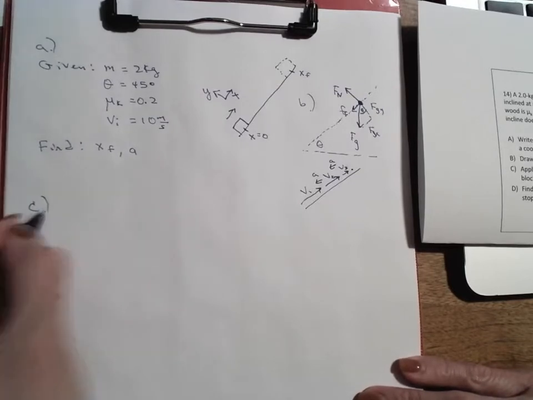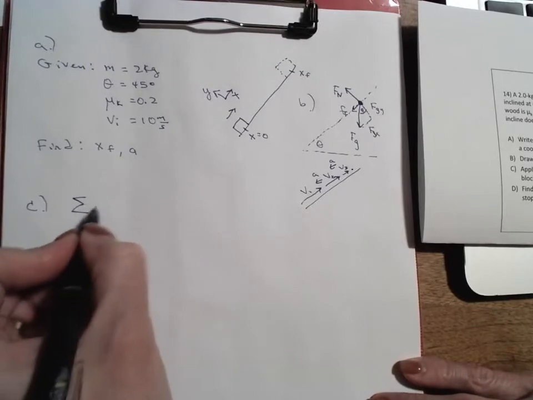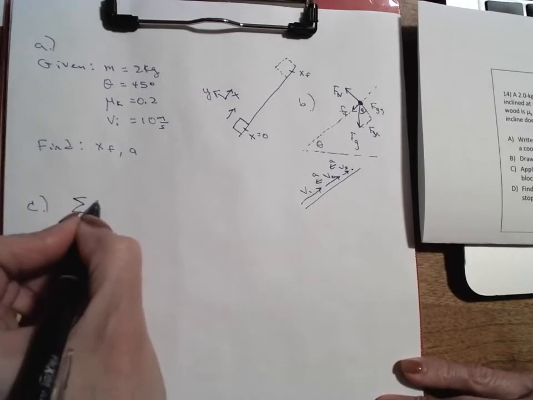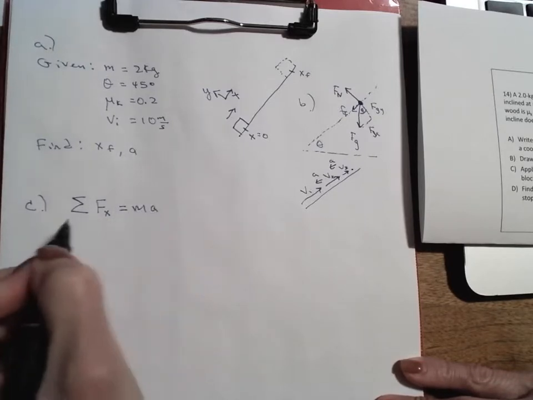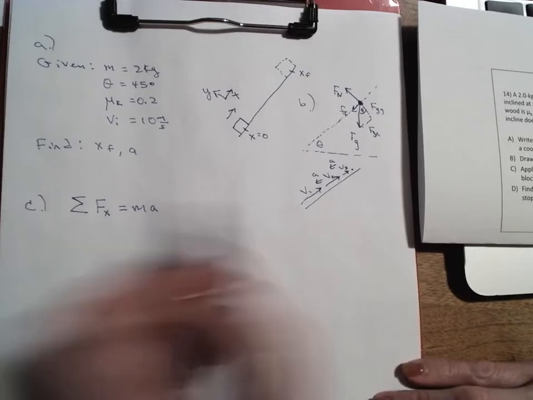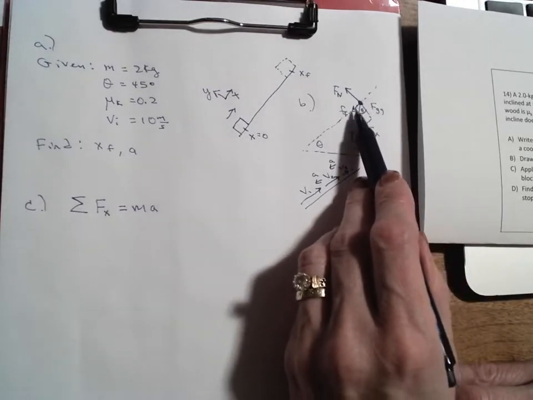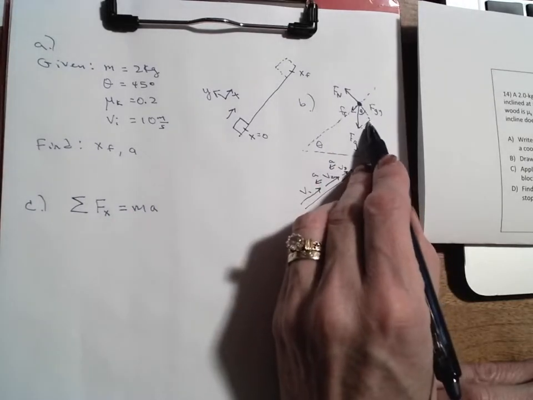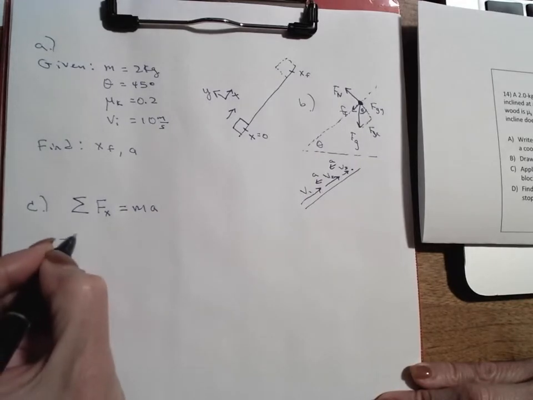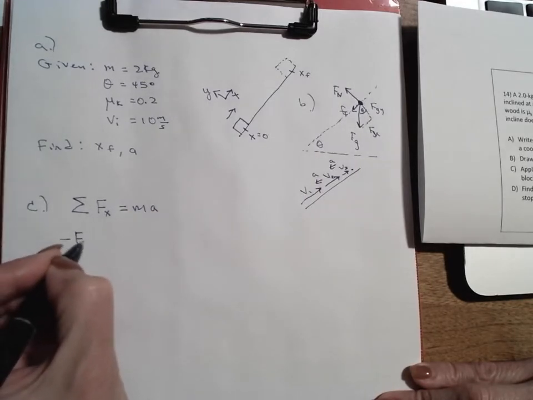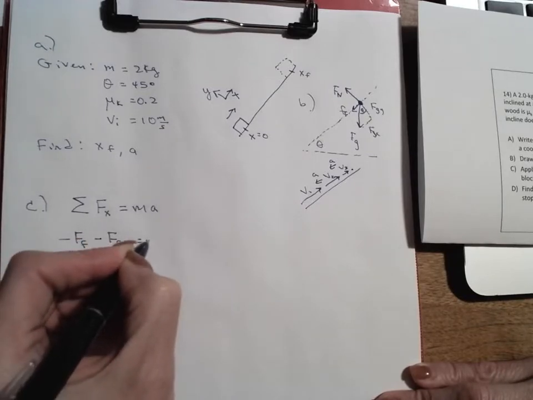And part C is to apply Newton's second law. So I'm going to apply Newton's second law both in the x direction and in the y direction. Let's start with the x direction. The sum of the forces in the x direction is equal to ma, and I'm looking for a. Looking at my free body diagram, I have two forces in the x direction. I've got my force of friction, and this force here, which is pointing in the negative x direction. So I have a negative force of friction minus Fgx equals ma.